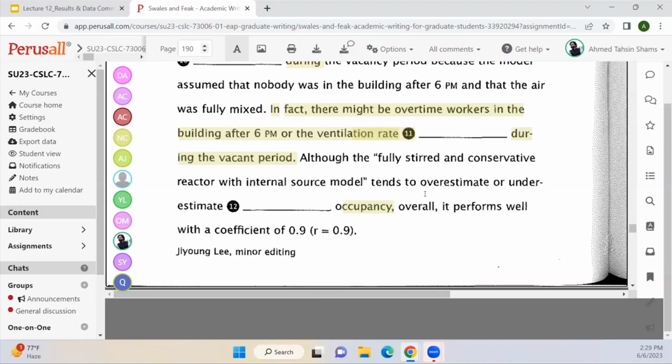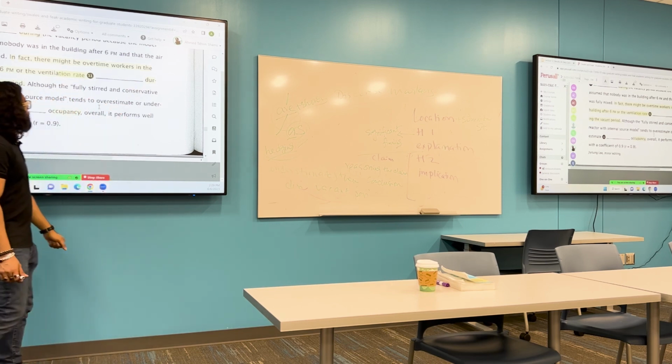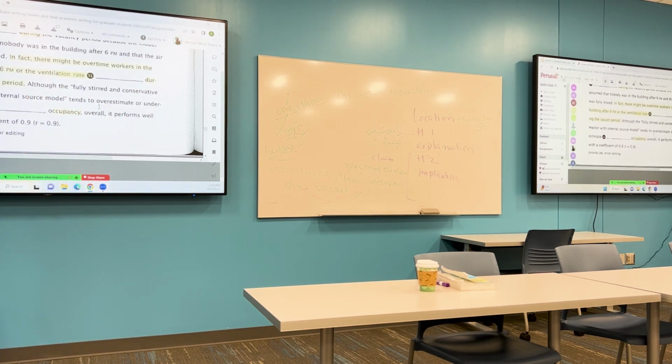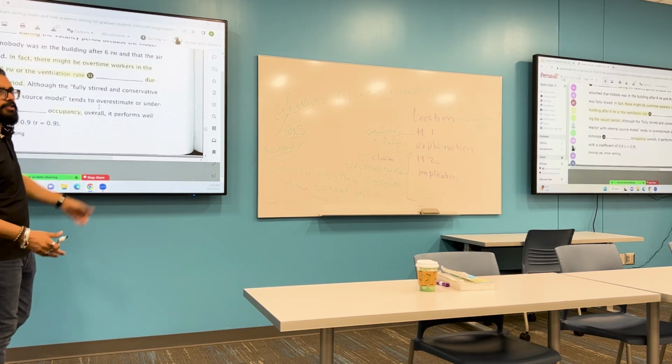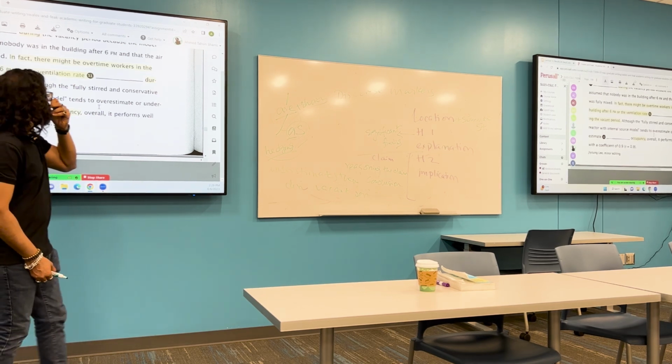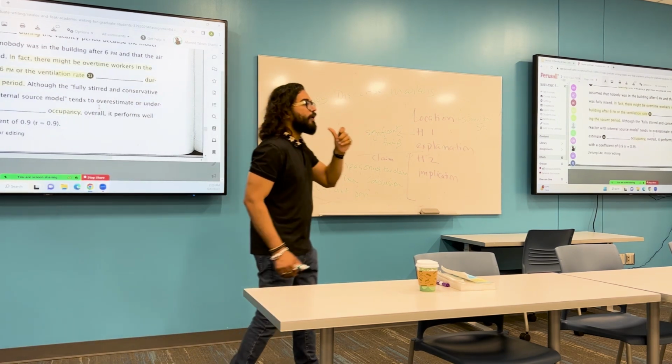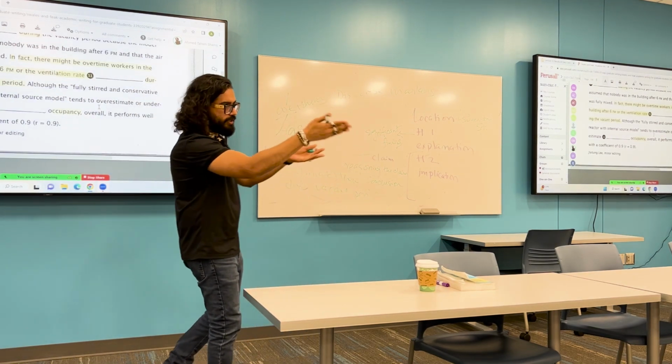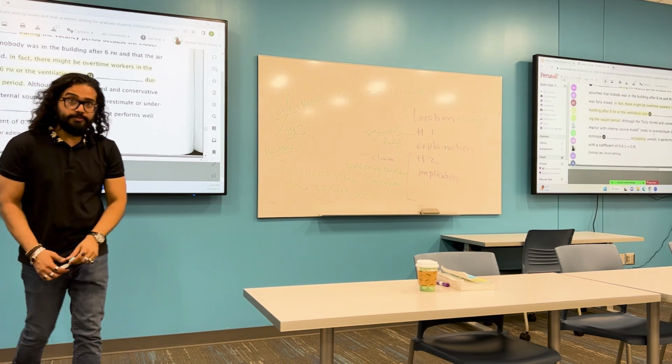Anything else? Lower. Reduce. So let's say ventilation rate may be reduced. Or could be lower, if you want to use lower, then the sentence structure changes a little. It could be lower or maybe reduced. And instead of reduce, you can use all the other synonyms as well. That's also fine.